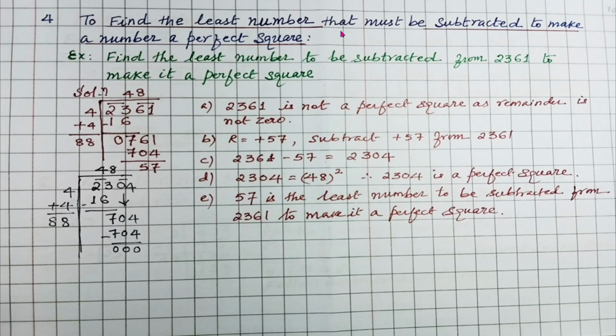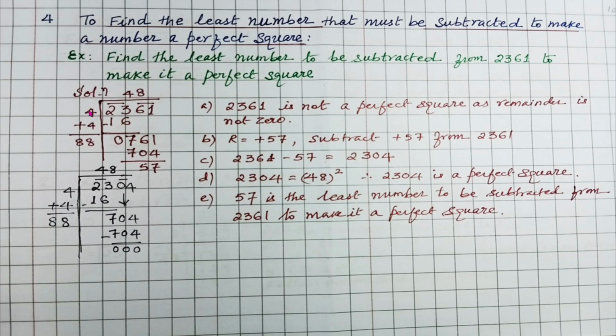Now to find the least number that must be subtracted to make a number a perfect square. Let us understand what is the meaning of this. Let us say we are given a number 2361, and let us see whether it's a perfect square or not. Now pair the numbers, therefore 61 is a pair, 23 is a pair.